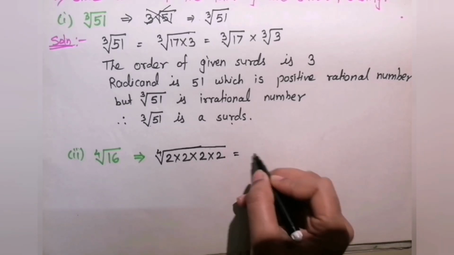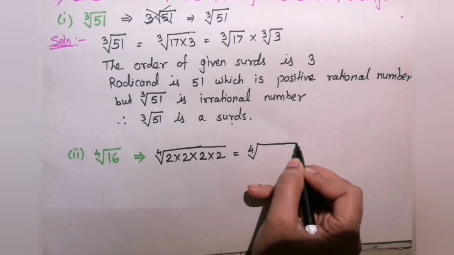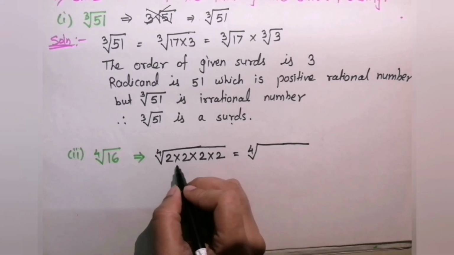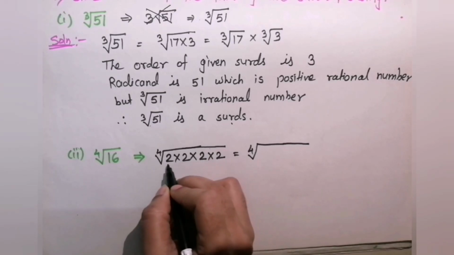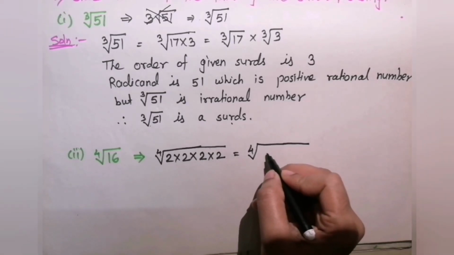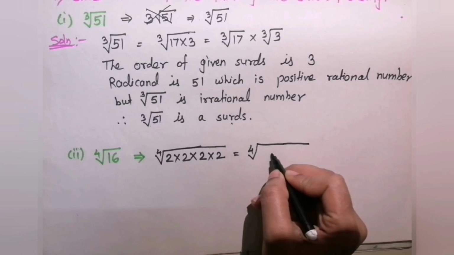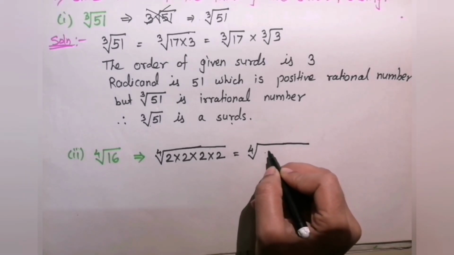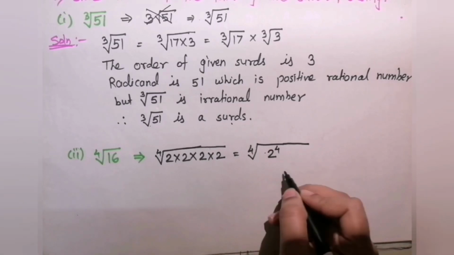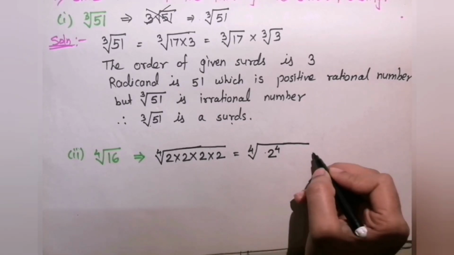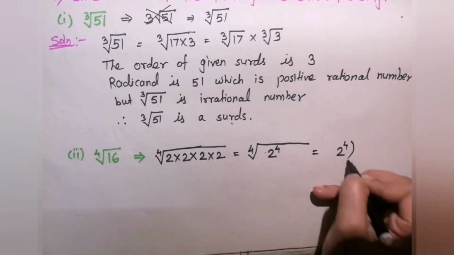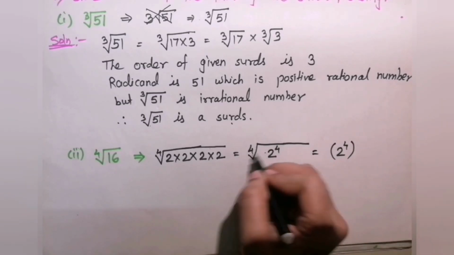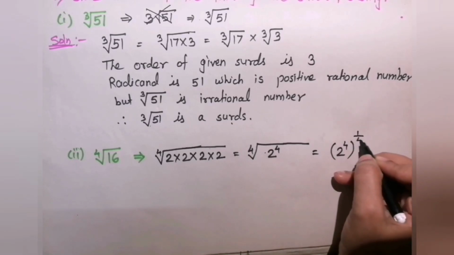Yes. Now what is the next step? Fourth root of, so make a pair, students. So we have a 2. 2 how many times? 4 times. So first write down here 2 raised to 4. Write down like that. So 2 raised to 4. So what is the next step? So 2 raised to 4, write down as it is. And this fourth root, can I write like that?